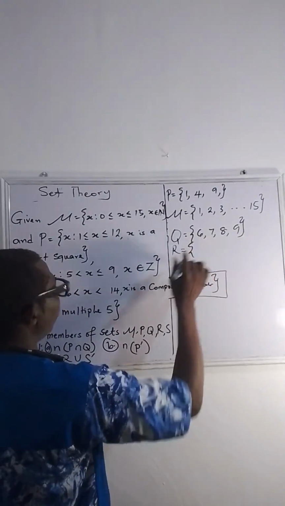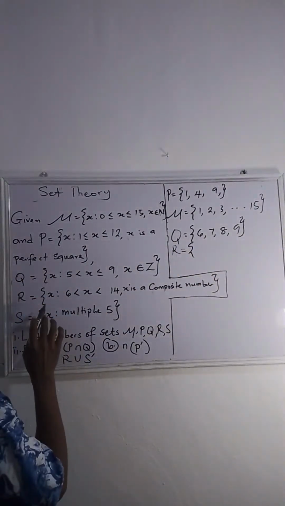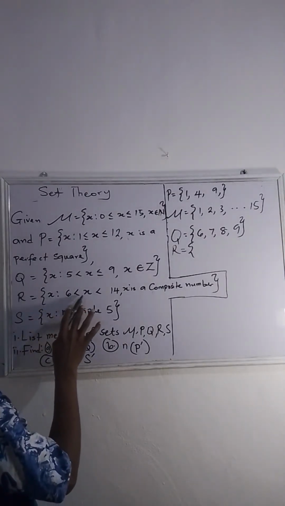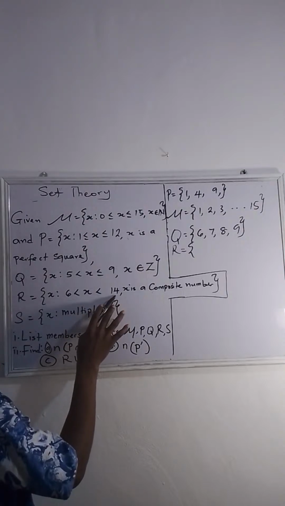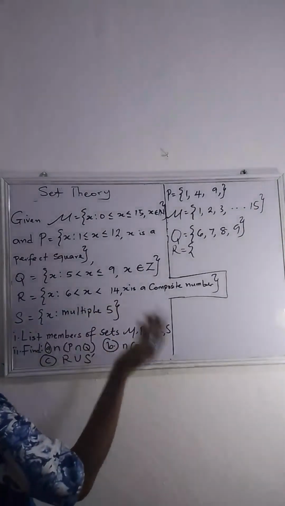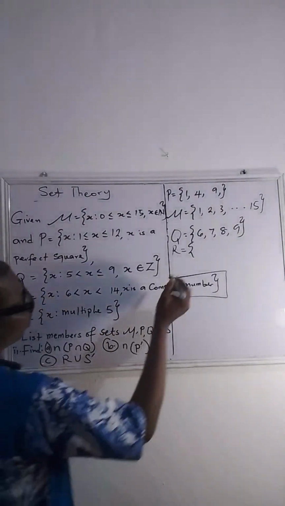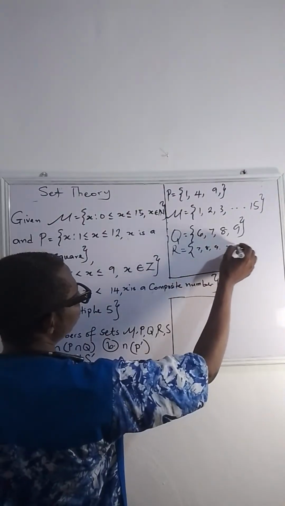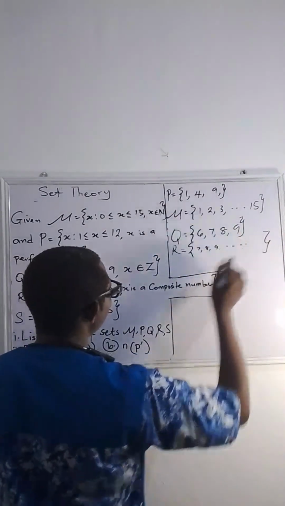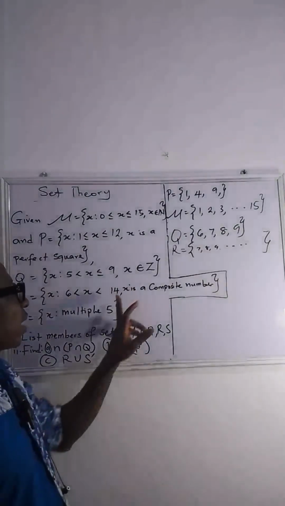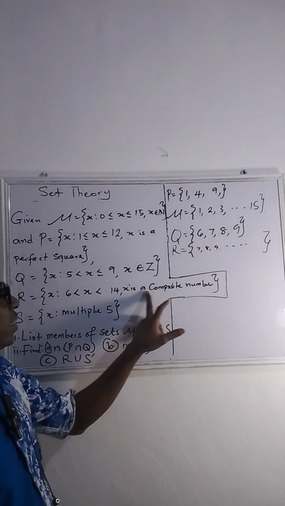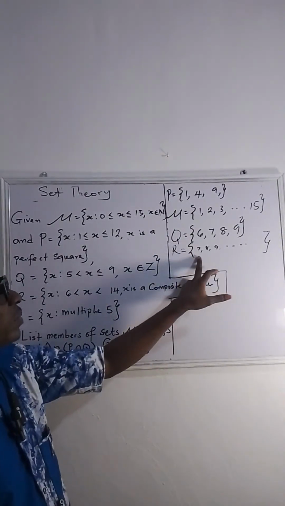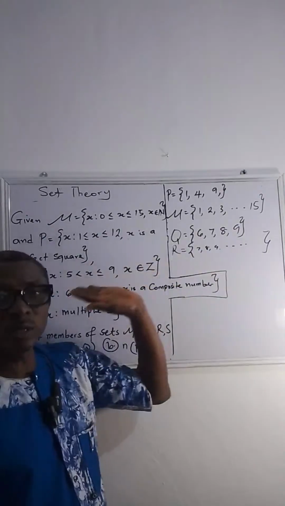Set R. What do we have in set R? Set R is a set of x such that 6 is less than x and x is less than 14. If I begin to list members of this set, I have 7, 8, 9, and so on. I'm going to list everything. But there's a condition here: x is a composite number. So I'm going to list only composite numbers.